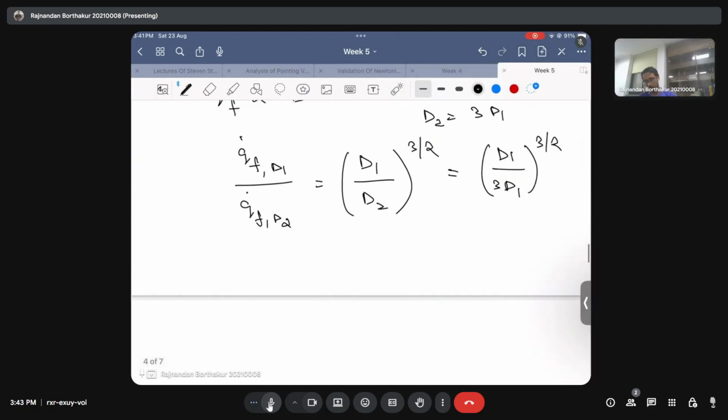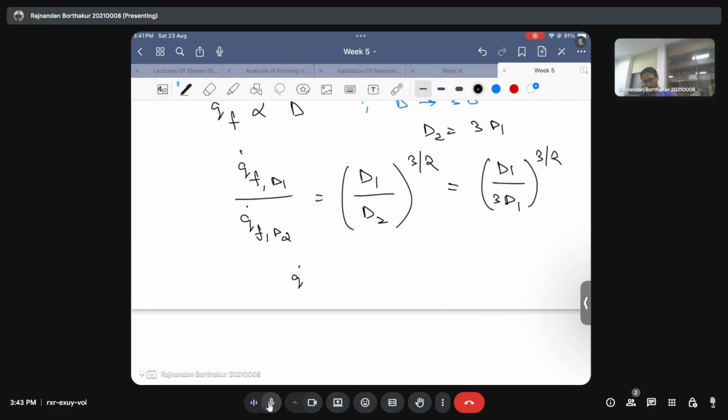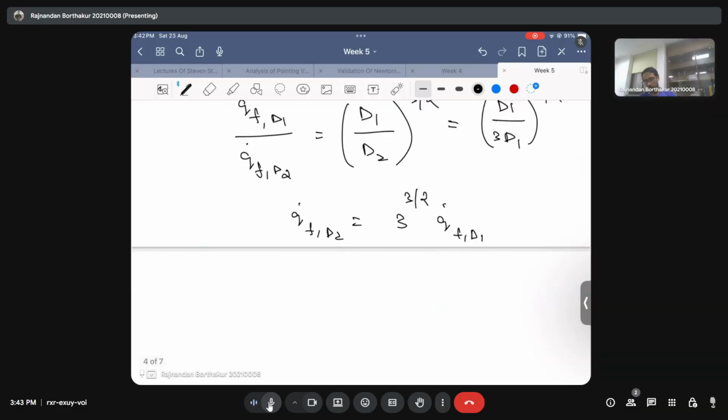So then what you will get is Q dot fin when the diameter is d2 is equal to 3 to the power 3 by 2 times Q dot fin when the diameter is d1. Or I think it will be better if you write it as Q dot fin when the diameter is d2 by Q dot fin when the diameter is d1 is equal to 3 to the power 3 by 2.